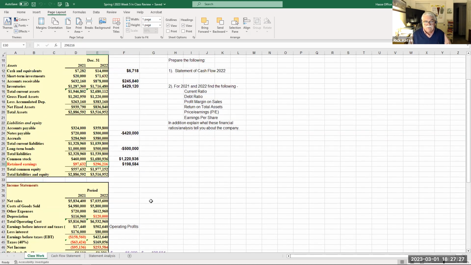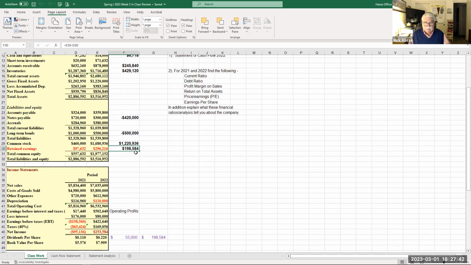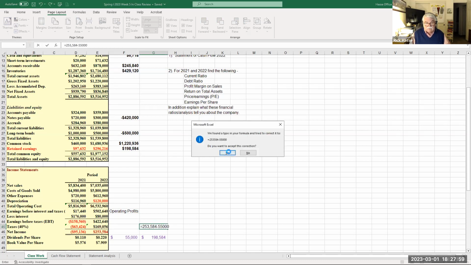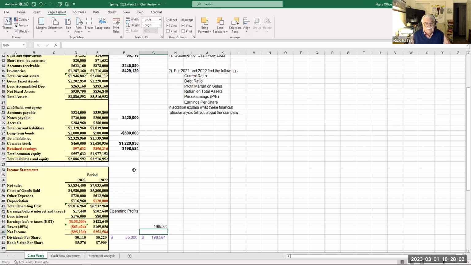Now, if you notice in the retained earnings account from 2021 to 2022, they had a change of that account balance by $198,584. How did that number get there? Well, the company made a profit of $253,584. They paid out $55,000 in dividends. That gives them a net delta of 198,584 in retained earnings. That's how that account changed when this company closed their books.